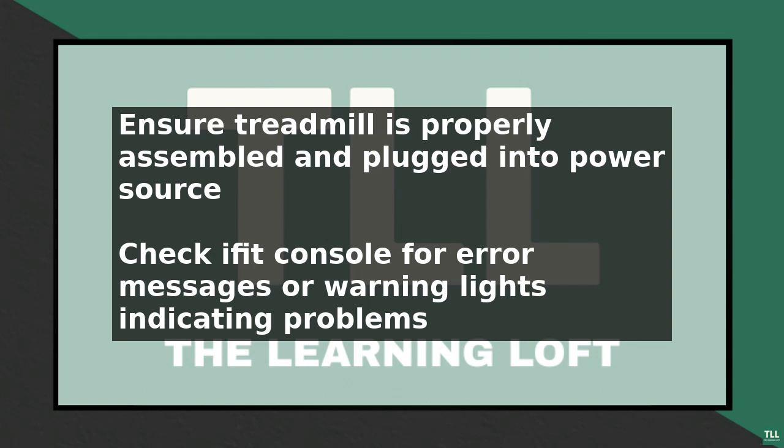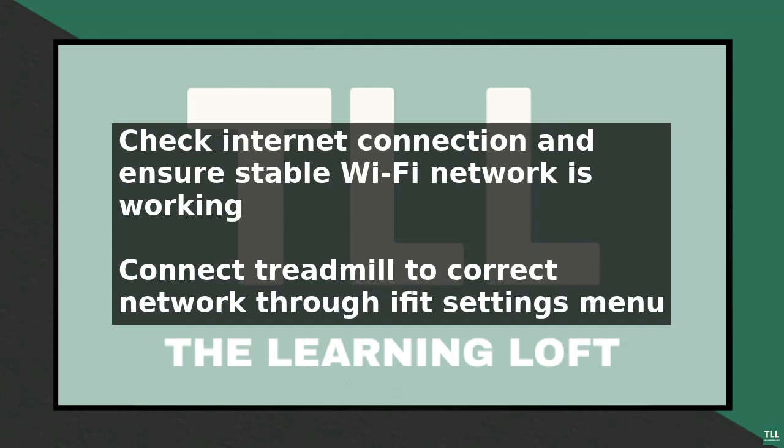First, ensure your treadmill is properly assembled and plugged into a power source. Check the Ifit console for any error messages or warning lights, as these can indicate the source of the problem. If your Ifit system is not turning on, try restarting the treadmill and checking the power cord for any damage.